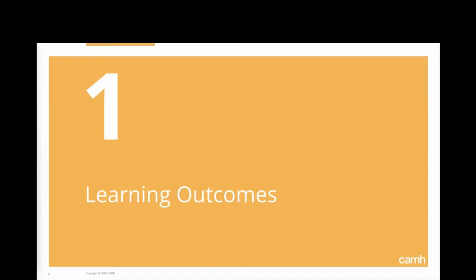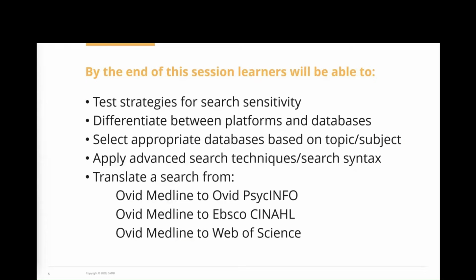Learning outcomes. I hope by the end of this session, learners will be able to test their search strategy for search sensitivity, know the difference between names of platforms and databases, such as Ovid, Medline, Ebsco, or ProQuest, be able to select the most relevant databases for your topic or subject, be able to apply and understand advanced search techniques using appropriate search syntax, and see examples of how to translate a search strategy from Ovid Medline to Ovid PsycINFO, from Ovid Medline to Ebsco CINAHL, and from Ovid Medline to Web of Science.